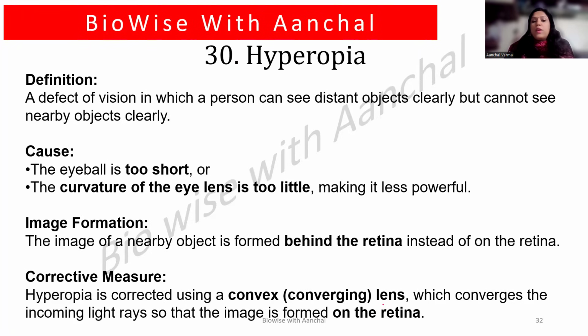Next is hyperopia, that is long-sightedness. You can see the distant object, but you cannot see the closer objects. The curvature of the eye becomes too small. In myopia, it was elongated. Here it is too small. The eyeball is also short. So the image is formed behind the retina instead of on the retina, and it can be rectified by using a convex lens.